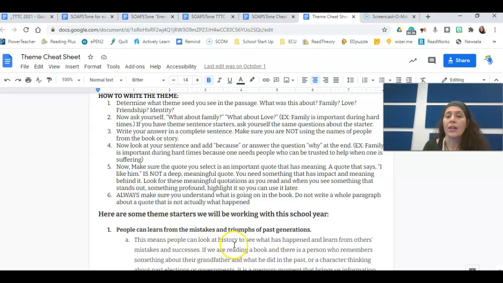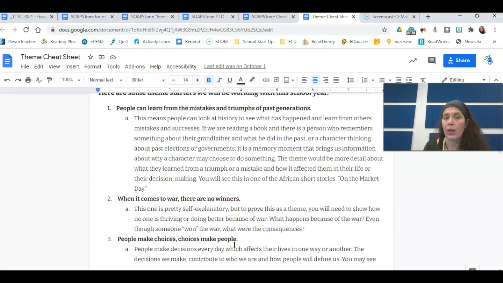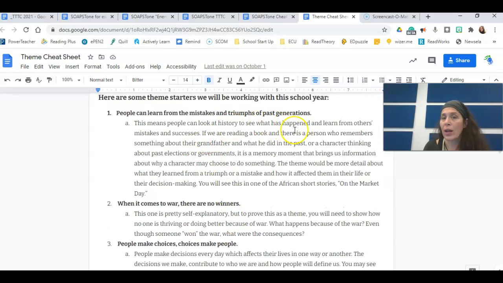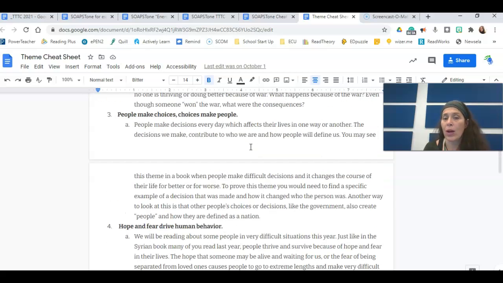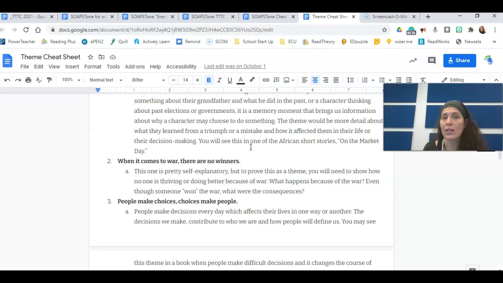All right. Now, some themes that we've been working with: people can learn from mistakes and triumphs of past generations. And underneath each of these, I explain to you how to develop those themes further. So this is something that maybe you want to take a look at to help you create and develop a very good theme.